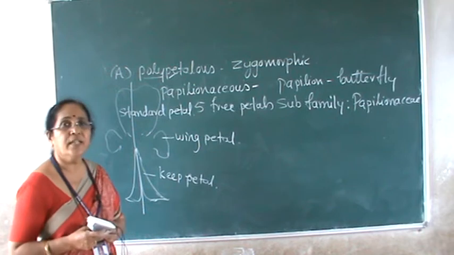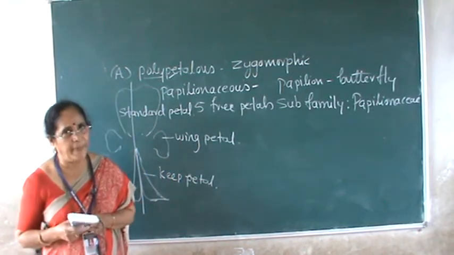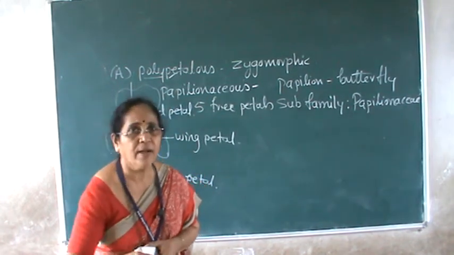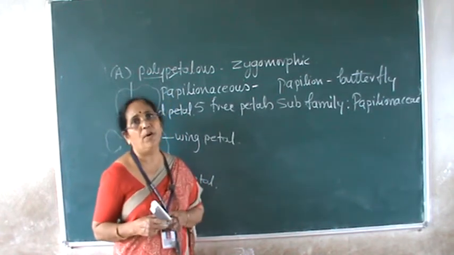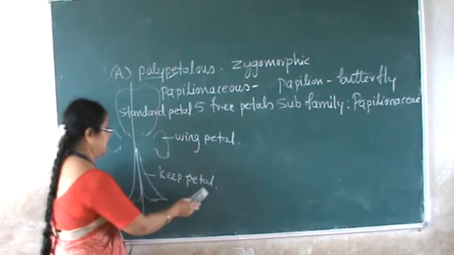So these are the shapes of the corolla under polypetalous form: cruciform, caryophyllaceous, rosaceous under the regular, actinomorphic form, and under the polypetalous zygomorphic form there is only one shape, that is called papilionaceous.